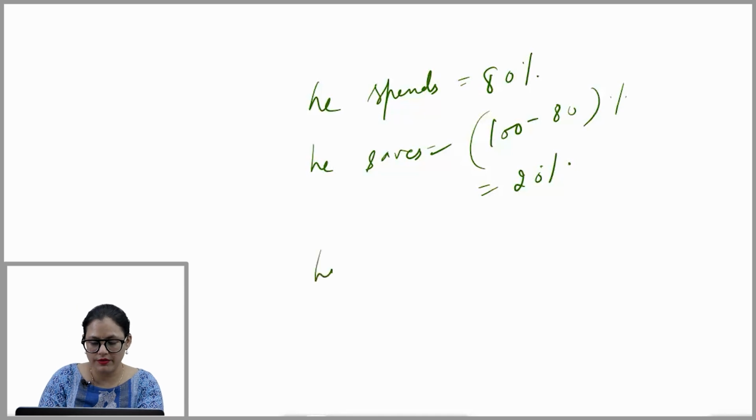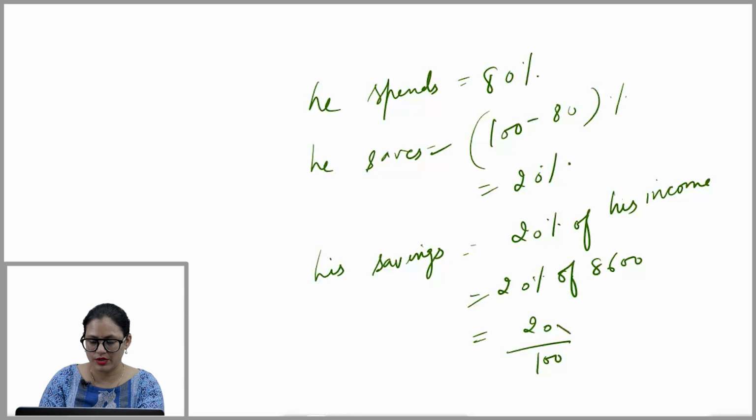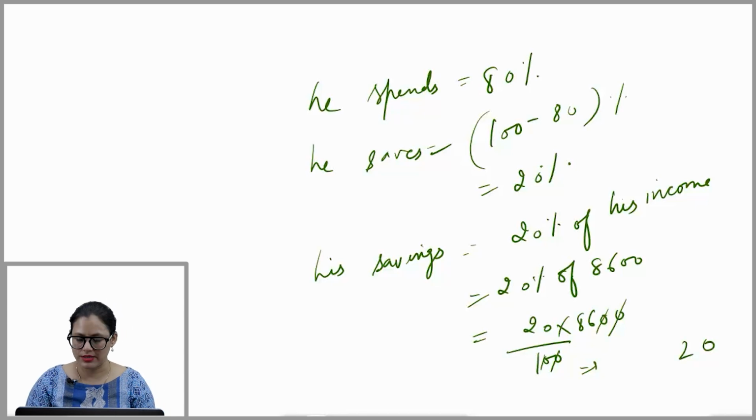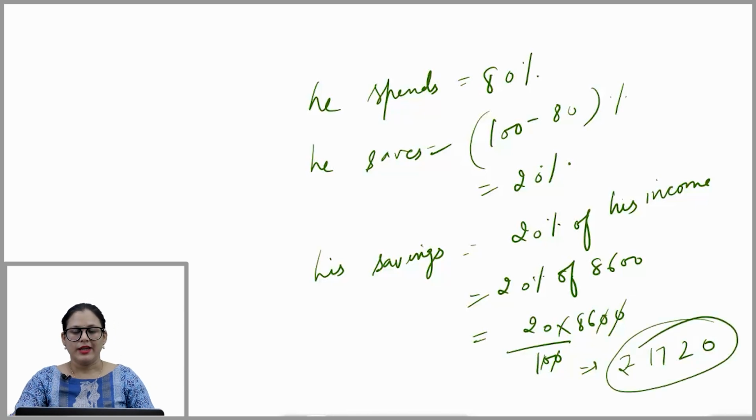So his savings are 20% of his income. Okay, his income is how much? His income is 8,600. Now 20 by 100 into 8600. So 2 zeros go, and the answer is 2 6s are 12, 1 carry, 2 8s are 16 plus 1 is 17. So he saves out of his income rupees 1,720, right?